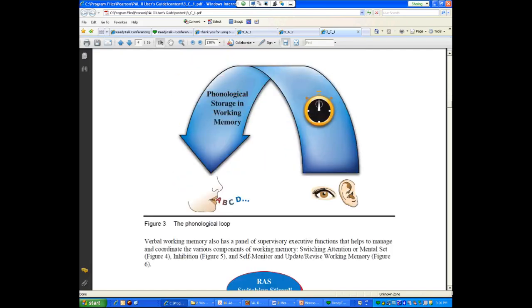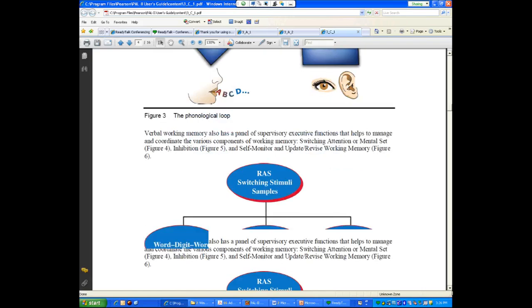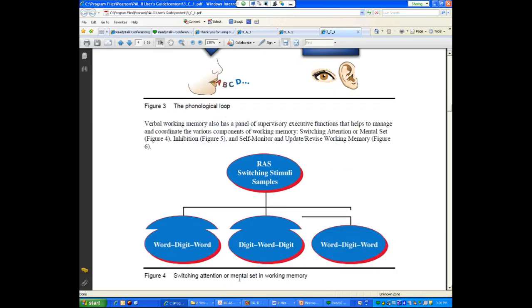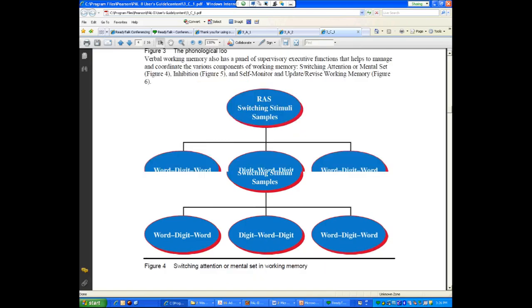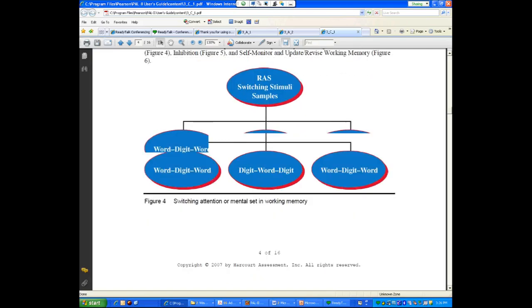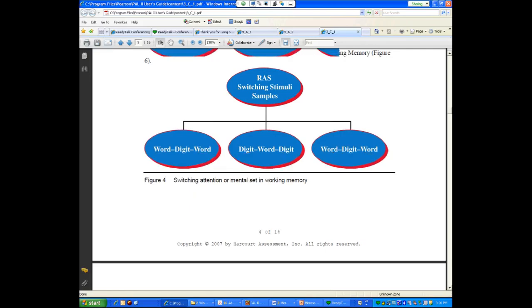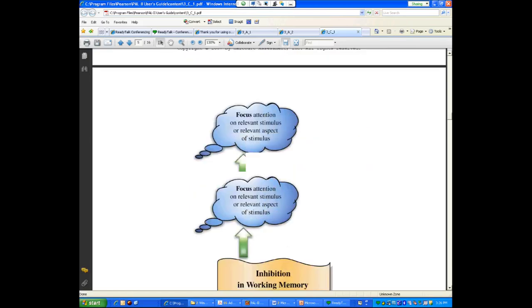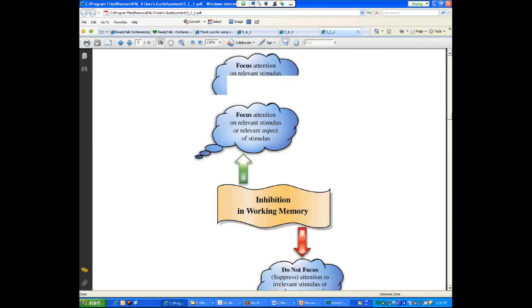It's important for us to be able to switch attention or mental set in working memory, and sometimes it's difficult to read because of a weakness with the executive function component. Like, I'm not able to inhibit; I'm focusing on a component of the task, which is what you're not asking me to do right now.